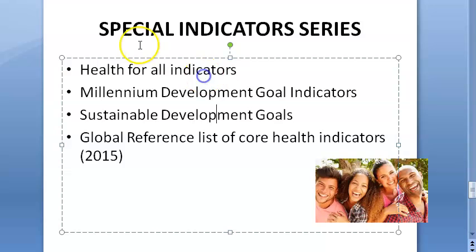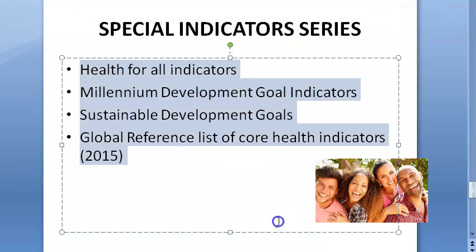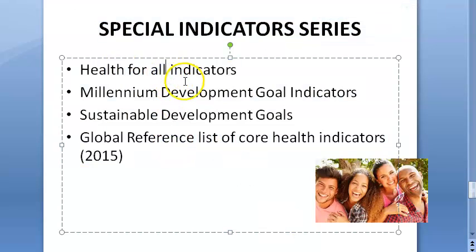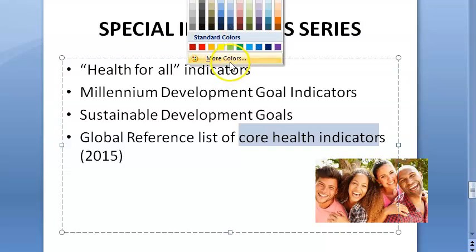The thing is, this video is not just about these health indicators. There's much more. There are special indicators, okay. So we need to look at these special indicators like health for all indicators. So what are health for all indicators? There are some Millennium Development Goal indicators, Sustainable Development Goals, Global Reference List for core health indicators. And what are these core health indicators?